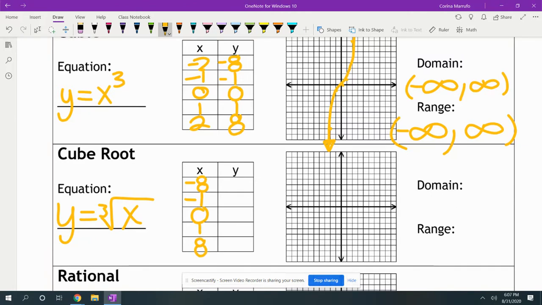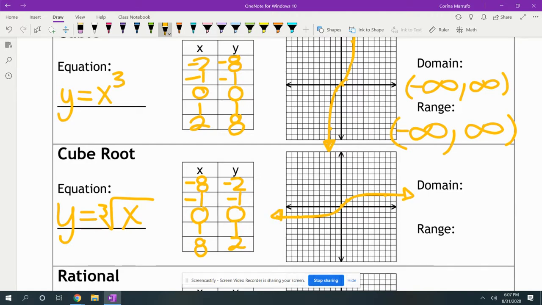So the cube root of -8 is -2. The cube root of -1 is -1. The cube root of 0 is 0. The cube root of 1 is 1. And the cube root of 8 is 2. So we're going to graph this. So -8, -2. -1, -1. 0, 0. 1, 1. And 8, 2. So your graph looks like this.